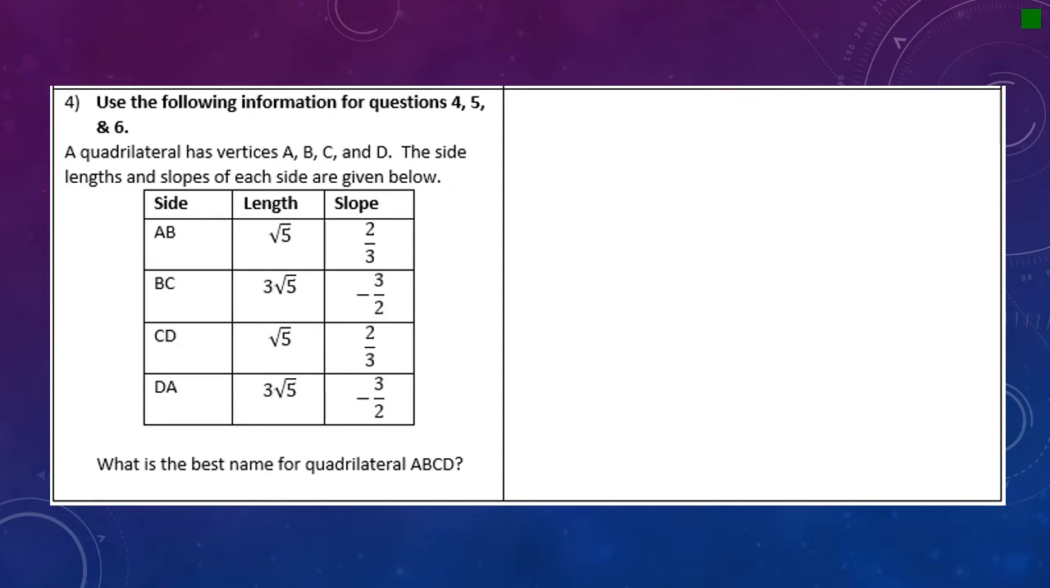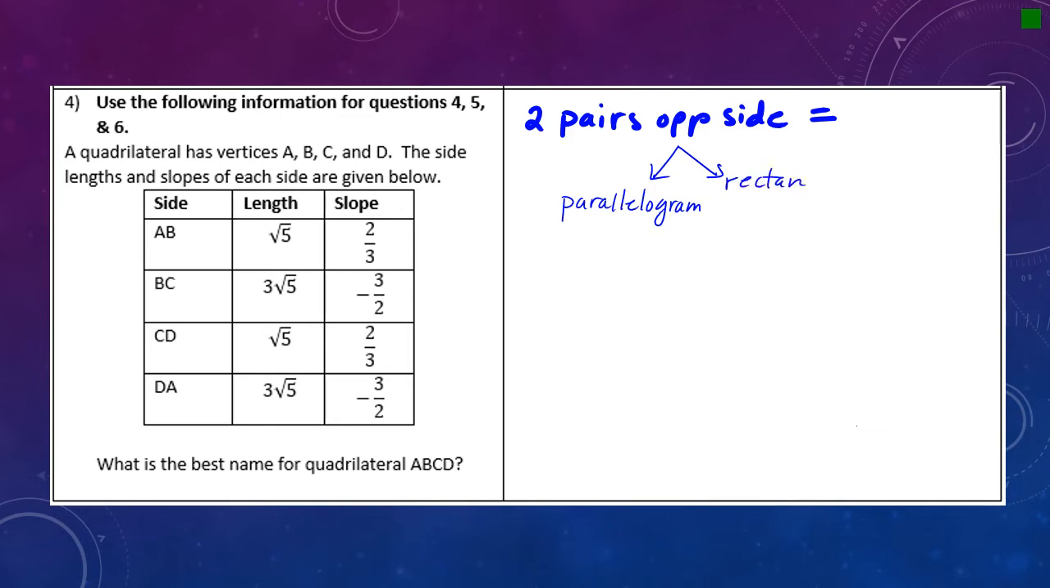So let me write this down. I have 2 pairs of opposite sides that are equal or congruent, either way you want to use that word. So I have 2 choices. My first choice is that it could be a parallelogram. The second choice is that it could be a rectangle.